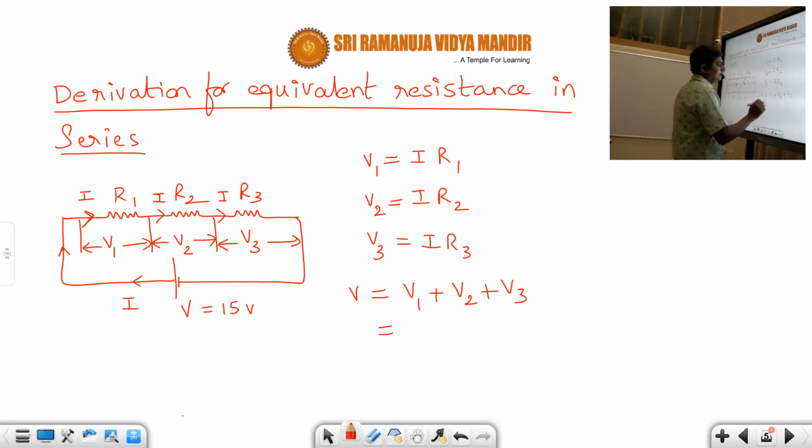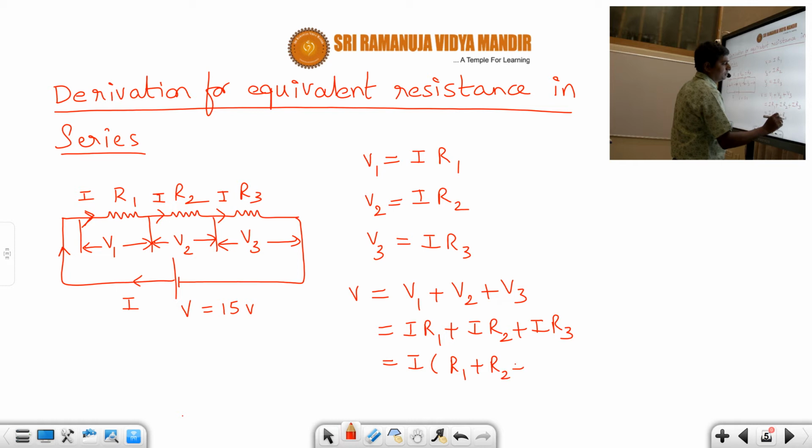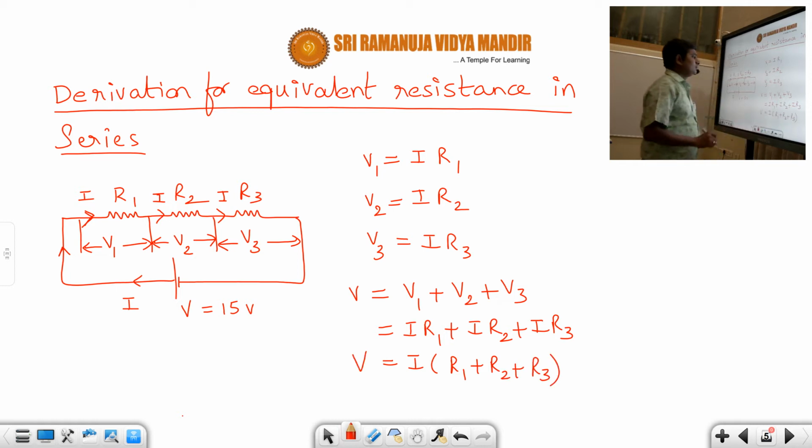So now we can write this as V1 as what, students? I into R1 plus I into R2 plus I into R3, and here what is the common, students? I. So therefore I into R1 plus R2 plus R3. Okay, students, so this is V equal to I into R1 plus R2 plus R3.